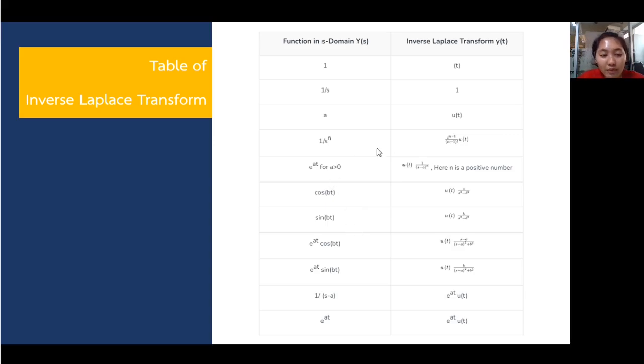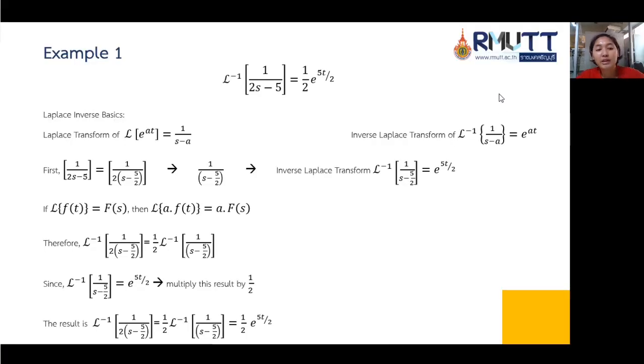This is the table of inverse Laplace transform. This side is the function in the s domain, y of s, and this side is the inverse Laplace transform, y of t. This is the problem for example 1. The inverse Laplace transform of 1 divided by 2s minus 5 is equal to 1 half times e to the power of 5t divided by 2.